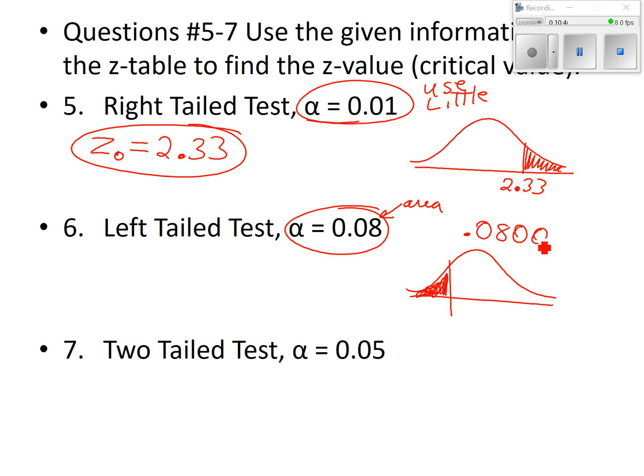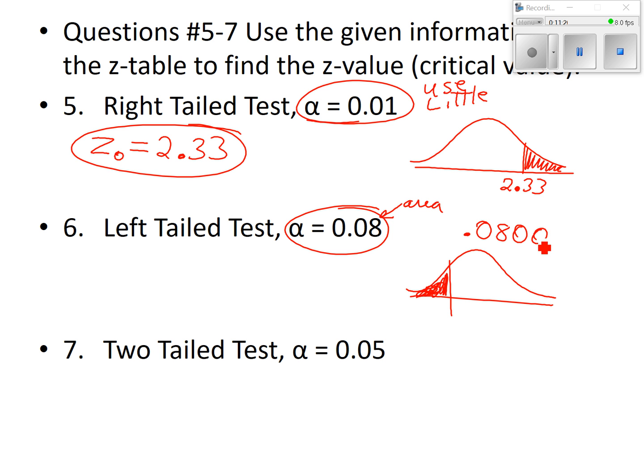You got 0.0808. Is there anything closer? There's one closer. Look directly to the left of it. Because 0.0808 is 8 away from it. What's the one right to the left of it? 0.0783, that's only 7 away, right?